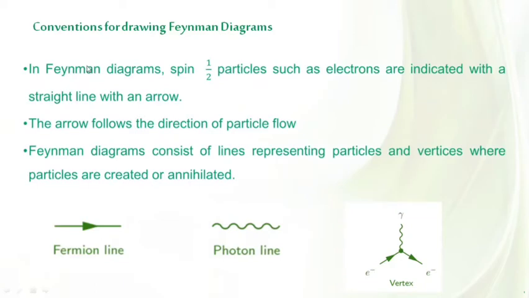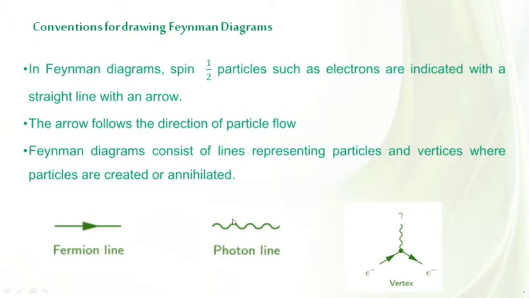So there are some conventions for drawing Feynman diagrams. For fermions, so spin-half particles, such as electrons and other fundamental particles, we use a simple line to represent the interaction, and this arrow represents the flow of time. For a particle, this arrow is in this direction. For an antiparticle, the antiparticle will flow in the opposite direction to this arrow. So this arrow follows the direction of particle flow.